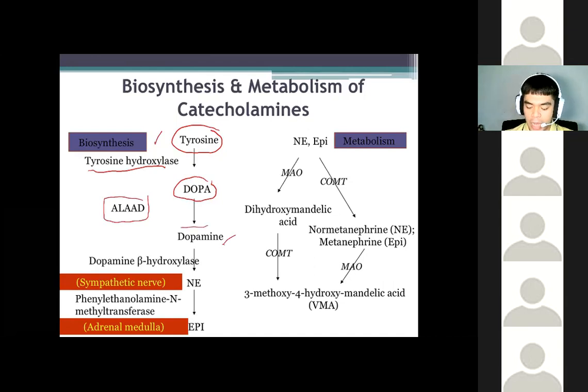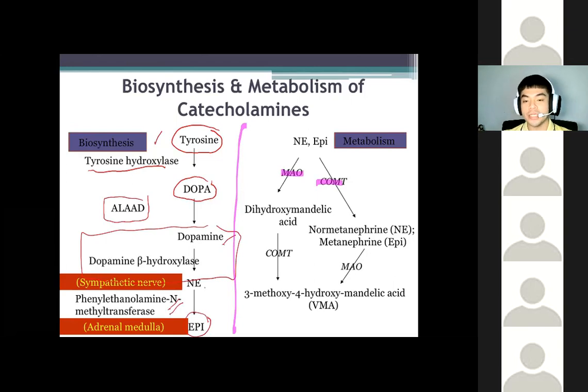And sa loob ng vesicle, dopamine is converted to norepinephrine. And I told you, may portion ng norepinephrine converted to epinephrine because of the enzyme PNMT. Ito yung ibig sabihin ng PNMT. Okay? Phenylethanolamine N-methyltransferase. Next, what about sa metabolism? Ano yung dalawang enzymes responsible for metabolism? I discussed, these are MAO and also COMT.